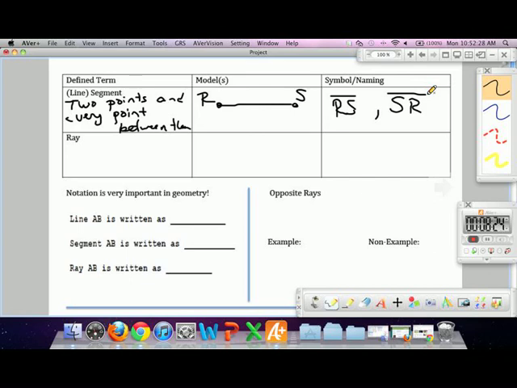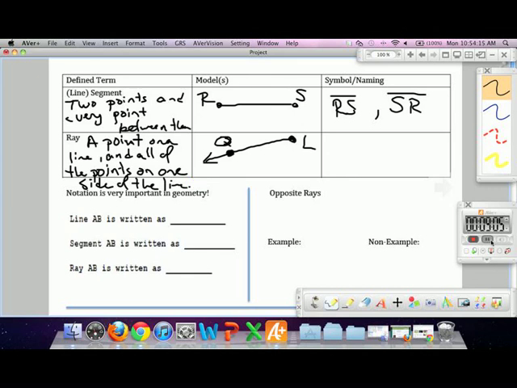Similarly with a ray. A ray is a point on a line and all of the points on one side of the line. Naming a ray, you have to be very, very careful. For a line and a line segment, you can interchange which letter you go first, because you just have two endpoints, or any two points on the line.